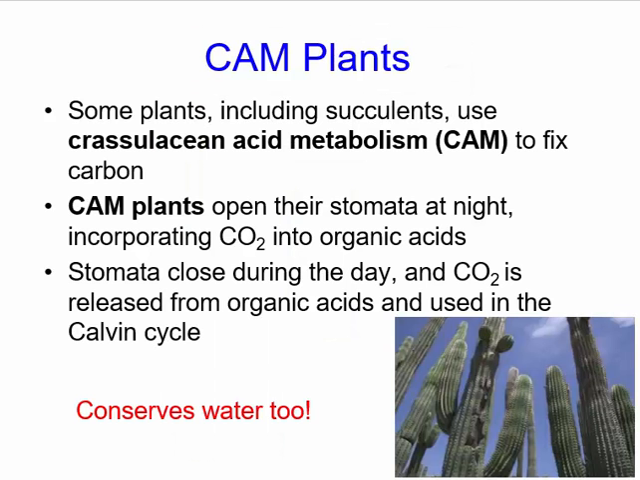Now, that's not the only way that plants have evolved to get around this photorespiration. Some plants use this mechanism. They're called CAM plants, C-A-M plants, and that's crassulacean acid metabolism. And they use this to fix that carbon. That first step, okay, we're not going to plug it right into the Calvin cycle. We're going to fix carbon first in some other way.